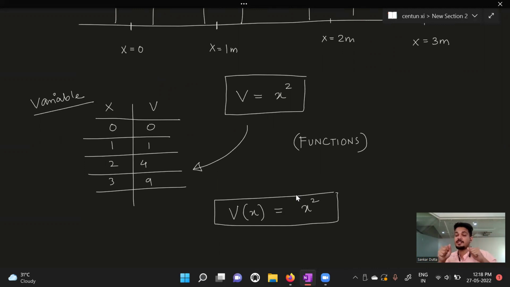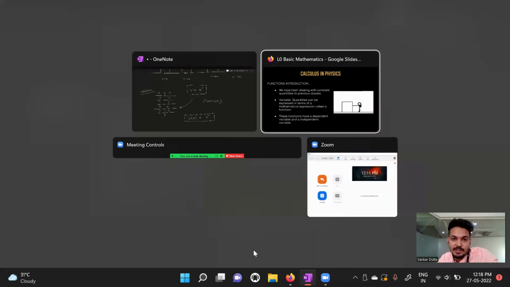your quantities are not constant. It can change with respect to something. When it is changing with respect to something, you should be able to express that quantity in terms of the quantity with respect to which it is changing. Okay, so that is the basic idea here. Let's move on to the next part.